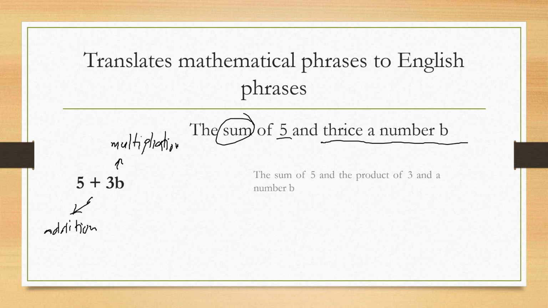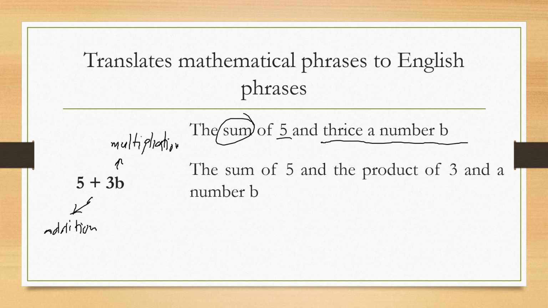So pwede po yan. And then another is the sum of 5 and the product of 3 and a number b. So same pa rin, the sum of 5 and the product. Ibig sabihin, i-multiply lang natin yung 3 at saka b, kaya magiging 3b. Okay, so that will be 5 plus 3b. Then another one, we have 5 increased by the product of 3 and b.